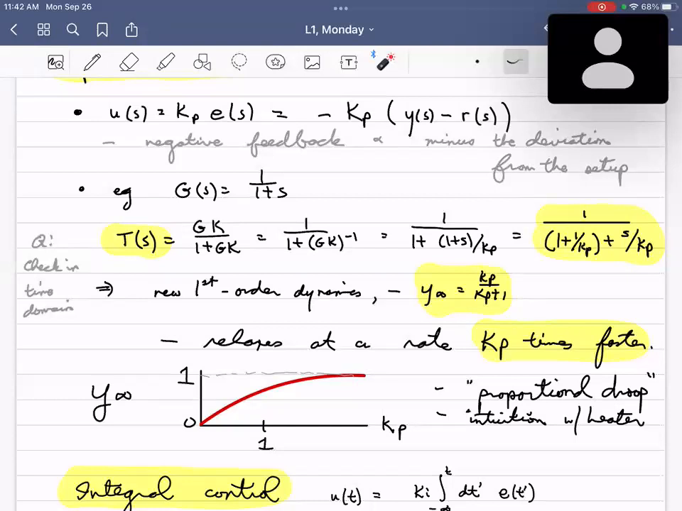So again, setting KP to be some very large number seems like we will have solved our problem and, you know, made our first order system behave like a much faster first order system that is following much more closely the command signal.